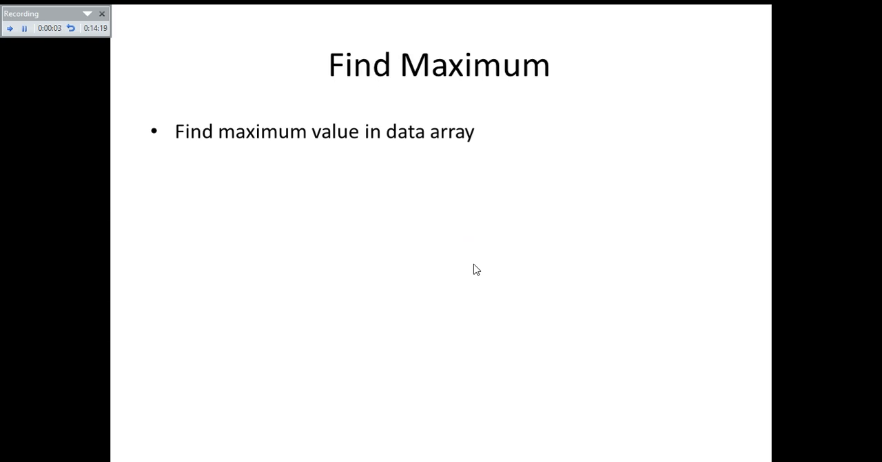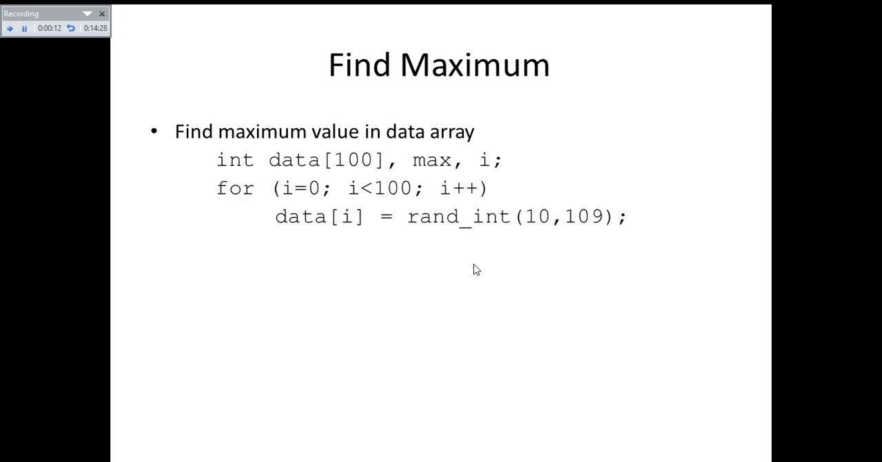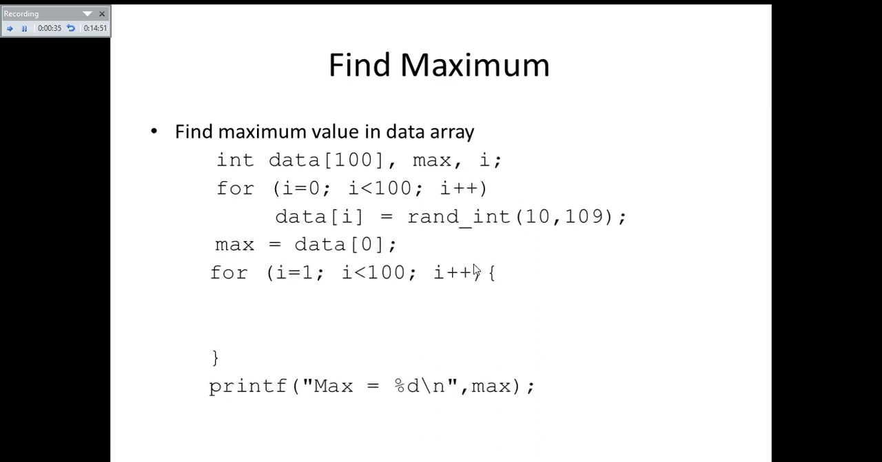So this is the first operation that we are going to perform on one-dimensional arrays: finding the maximum value in a data array. The concept is, in the data of 100, there is an array. The array name is data and it has 100 values, and we have one variable max, and also a variable i. The max variable is used for storing the maximum value inside this data array, and i is used as a for loop variable.